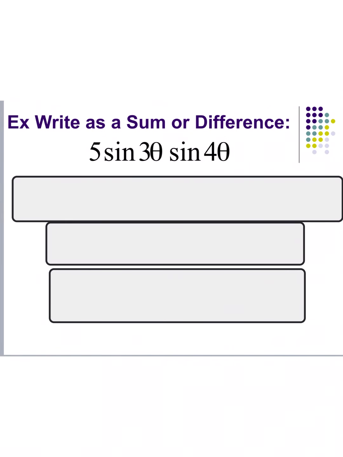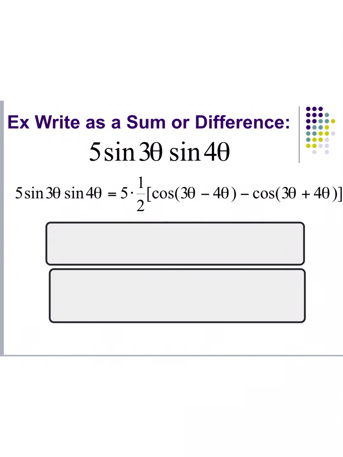One last example here. We have 5 sine of 3 theta, sine of 4 theta. Again, that 5 is on the outside, so we're going to make sure we multiply that by our 1/2. And since we have sine times sine, that identifies which formula we're going to be using. So when I plug in my u and my v, you see that we have, again, our 5 times the 1/2. And then for the expansion, it's cosine of u minus v, and then minus cosine of u plus v.